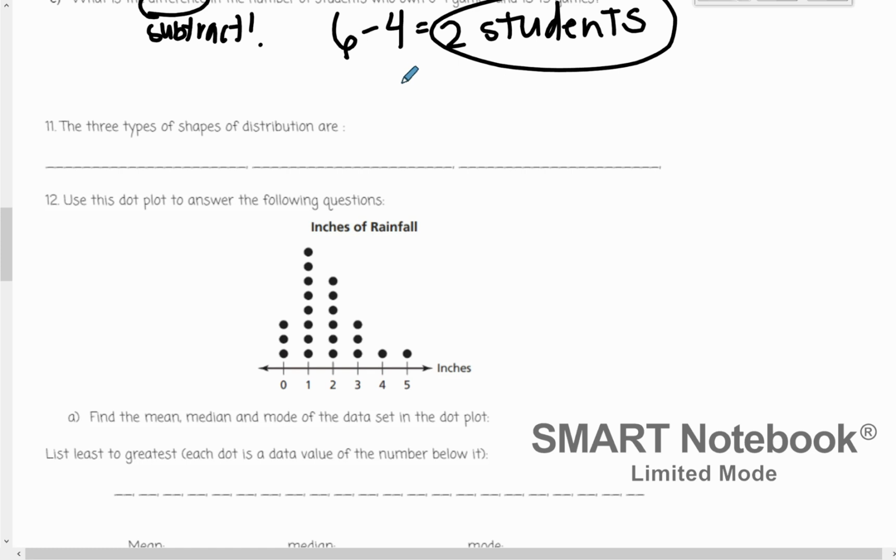Moving on past our histogram. 3 types of shapes of distribution. We have symmetrical.